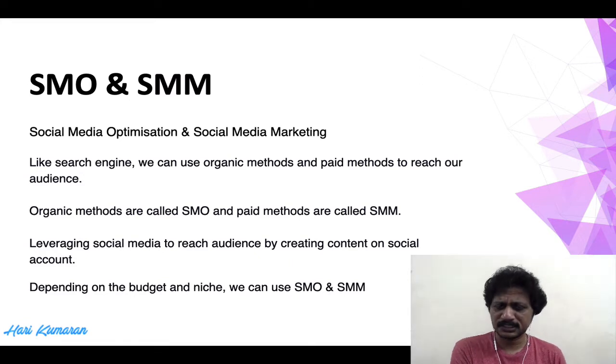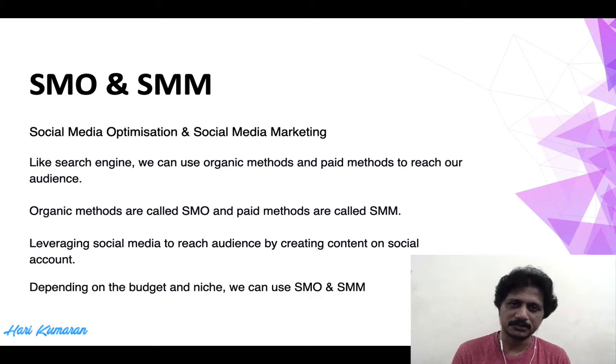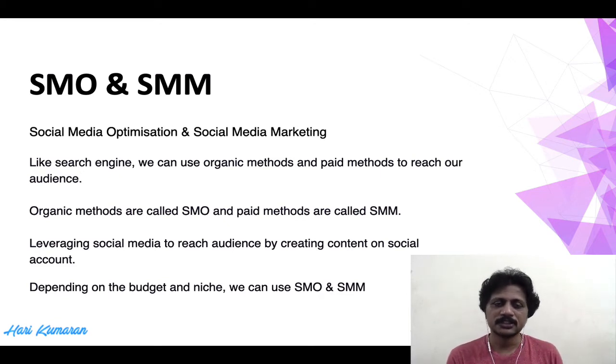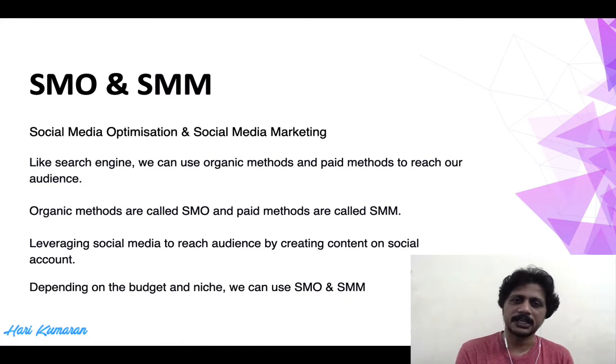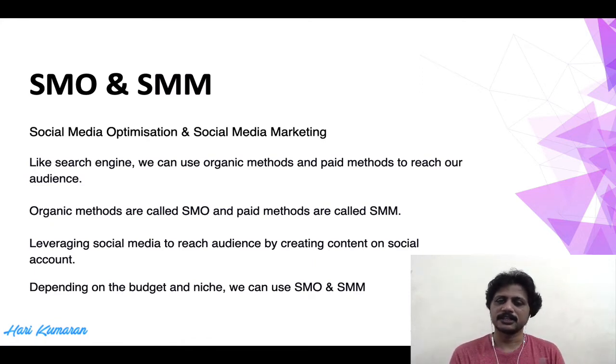One is social media optimization, which is completely organic, where you create social handles across the social media platforms and you post content on a regular basis. So people, whoever is following your pages or profiles, will get the content organically. The second one is where most of the social media platforms have a marketing option where you can pay the social media to showcase your content to more audience. That is called social media marketing. The organic methods are called social media optimization. The paid methods are called social media marketing.